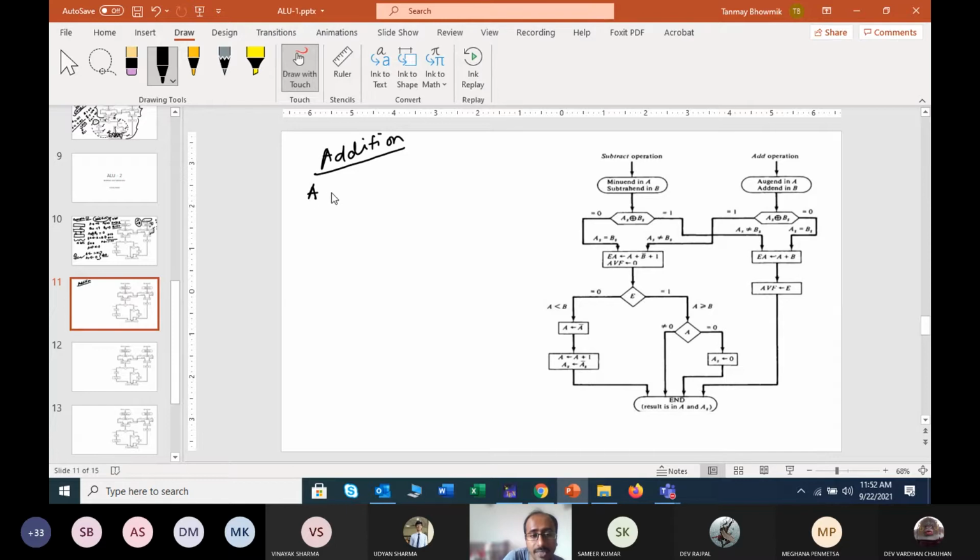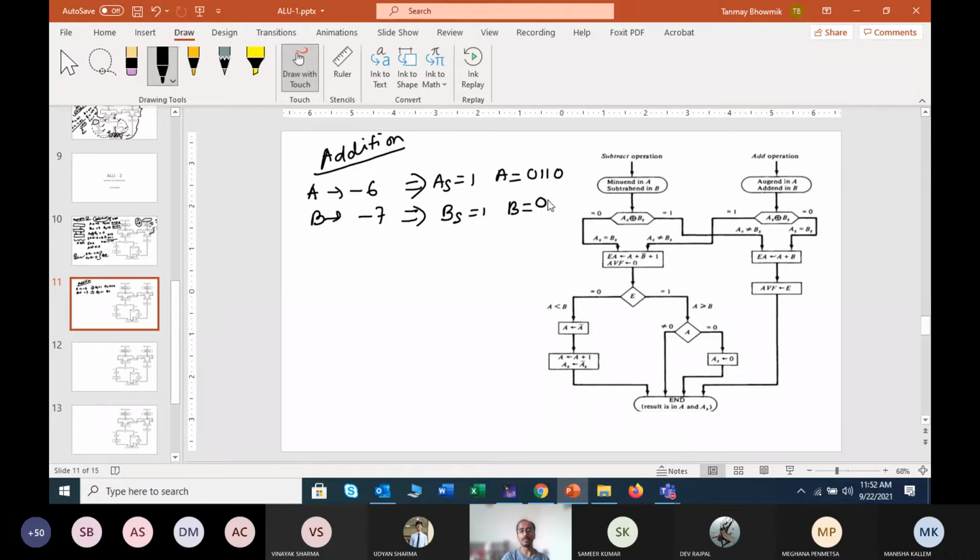Two numbers have been given as -6 and -7. So it represents your AS should be 1, A should be 0, 1, 1, 0, your BS is 1, your B should be 0, 1, 1, 1, right? -6 and -7. Both the sign bits are 1. So again you will perform the XOR operation.